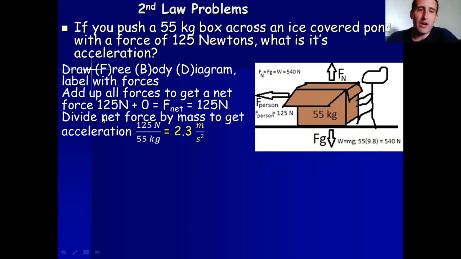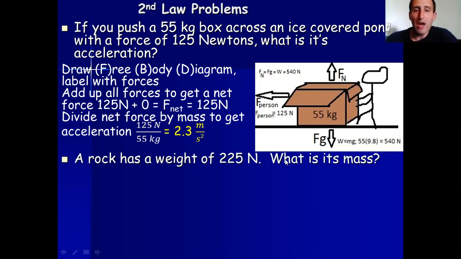And that is our answer, right? So we used F equals ma. We took the force, divided it by the mass, and that gave us the acceleration. A newton is a kilogram meter per second squared. So if we divide by a kilogram, the kilogram drops out, and all we have is the meters per second squared that's left. So we divide those numbers, we get that value.